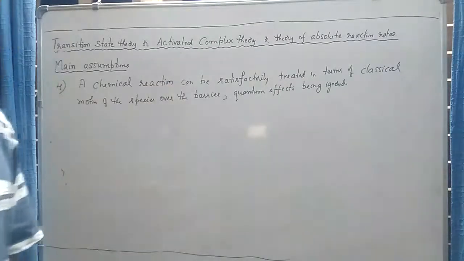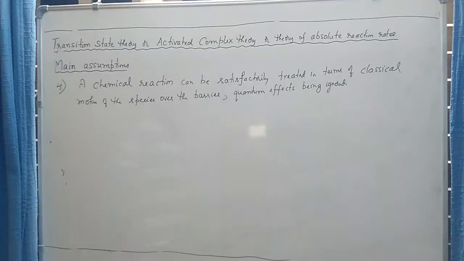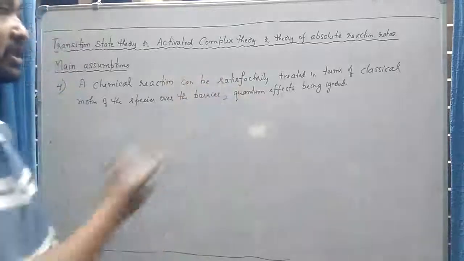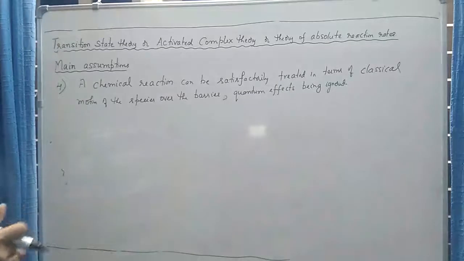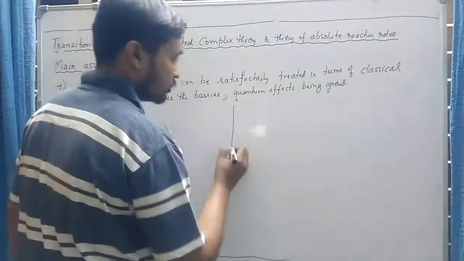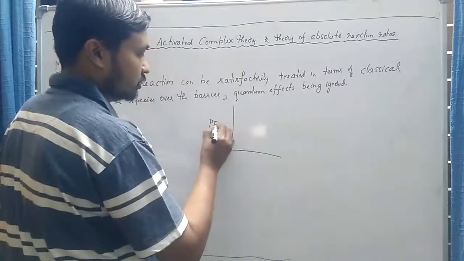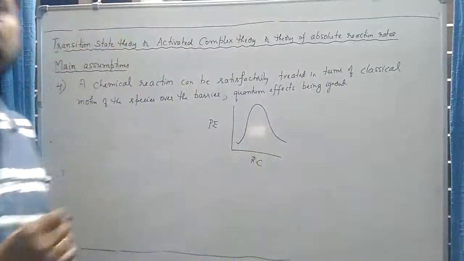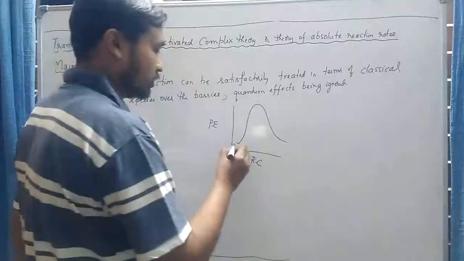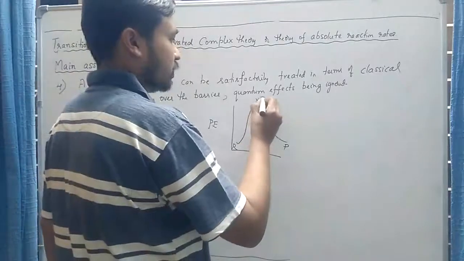Remember, for molecular species, it is in fact quantum mechanics which gives the correct result compared to classical mechanics. But here they postulate that the chemical reaction between the two molecules can be satisfactorily treated or explained in terms of classical motion of the species over the barrier, quantum effects being ignored. What is the meaning of this? Let us try to understand. So again I will draw the potential energy diagram versus reaction coordinate. This is how a potential energy diagram generally looks. So this is the reactant, this is the product, and this is the activated complex.